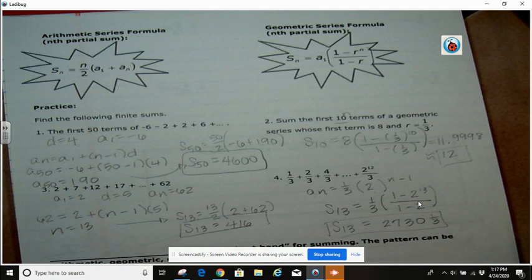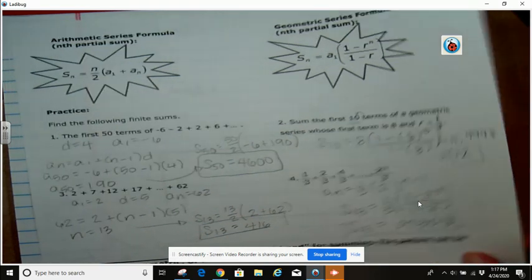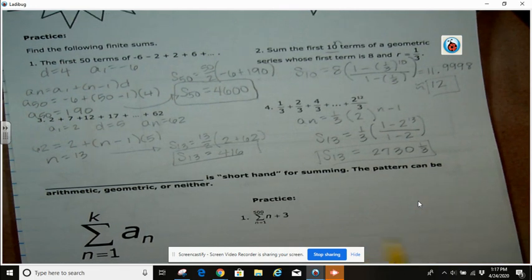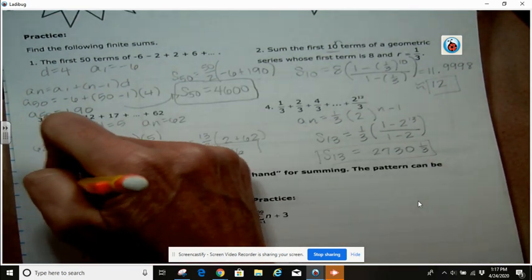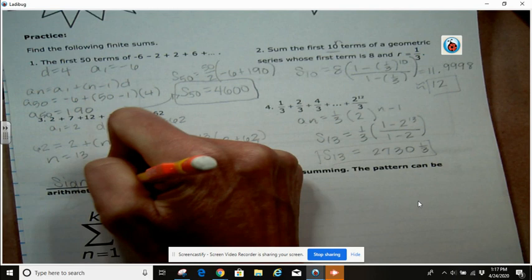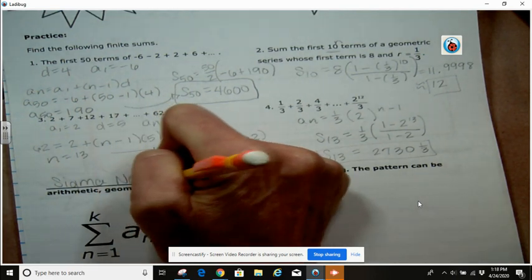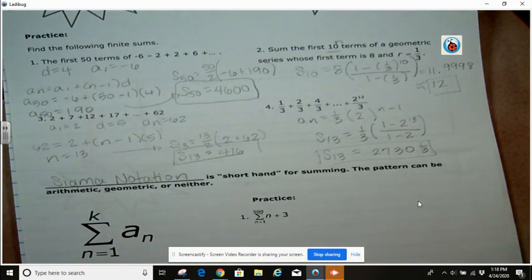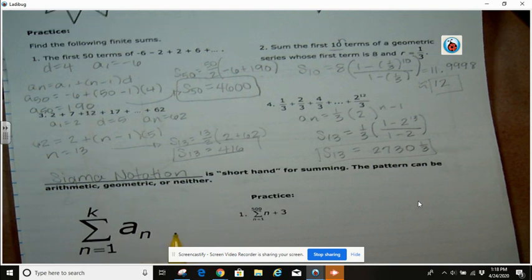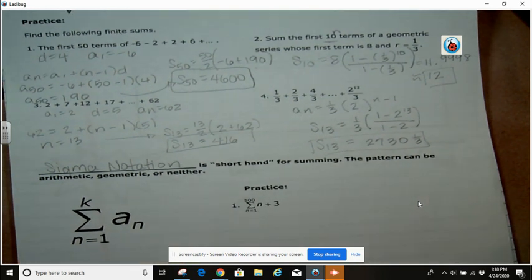Okay, the next topic for review is sigma notation. Feedback I get in Math Analysis Algebra is students are just not real big fans of sigma notation. Sigma is just a letter from the Greek alphabet, but it's also called summation notation. So you hear both of them.